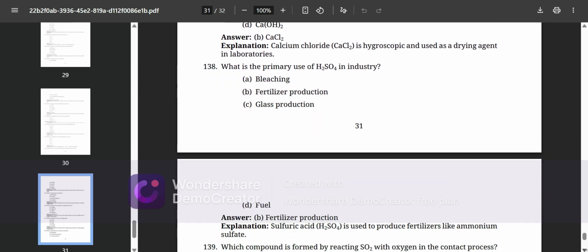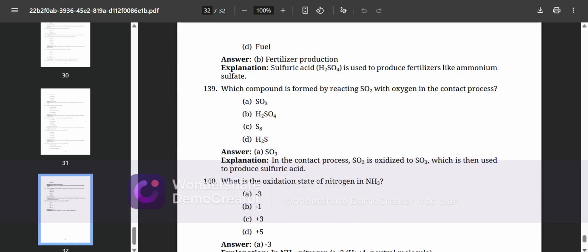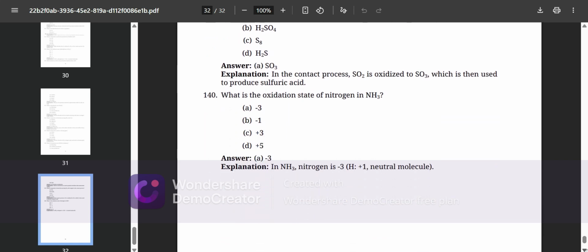What is the primary use of H2SO4 in industry? Fertilizer production. Sulfuric acid H2SO4 is used to produce fertilizers like ammonium sulfate. Which compound is formed by reacting SO2 with oxygen in the contact process? SO3. In the contact process SO2 is oxidized to SO3, which is then used to produce sulfuric acid.